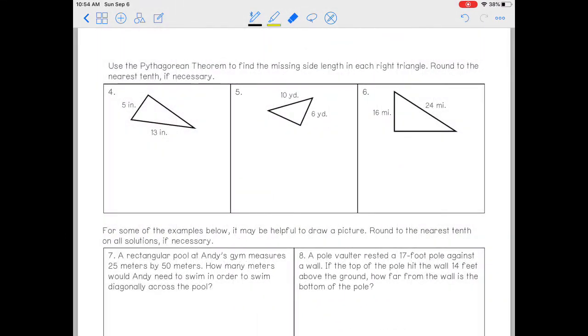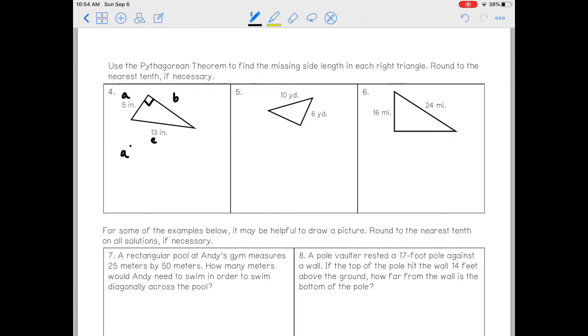So let's try one that's a little different. We're going to use the Pythagorean theorem to find the missing side length in each right triangle. I'm going to do the first one, and I'll allow you to do the second two on your own. So we need to find the right angle. The right angle is here. So this can be A, this can be B, and this can be C.